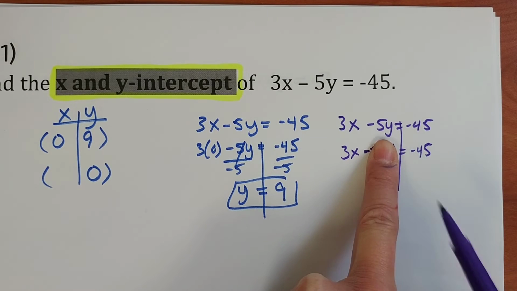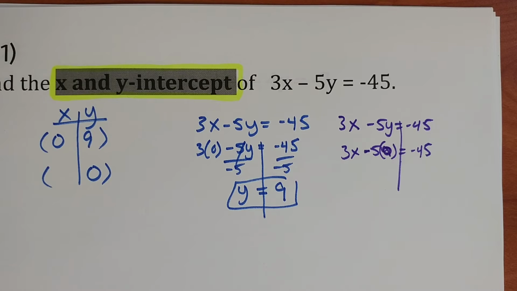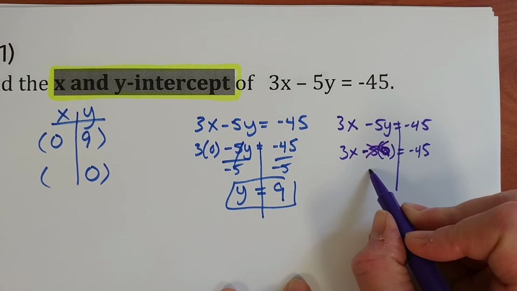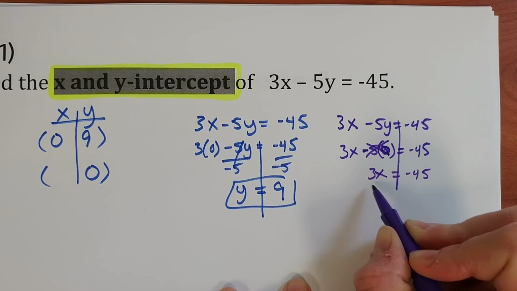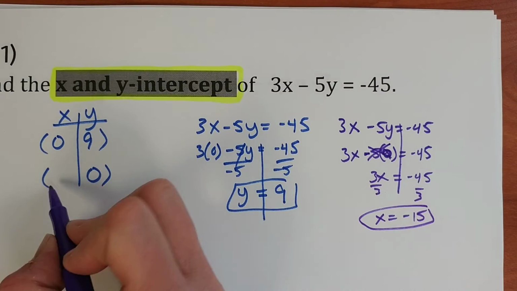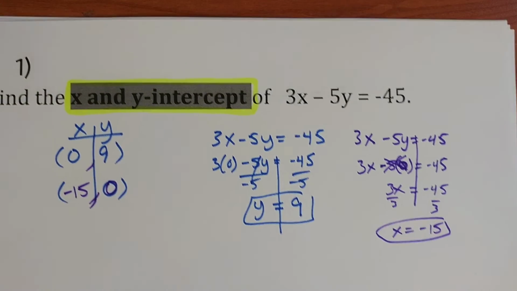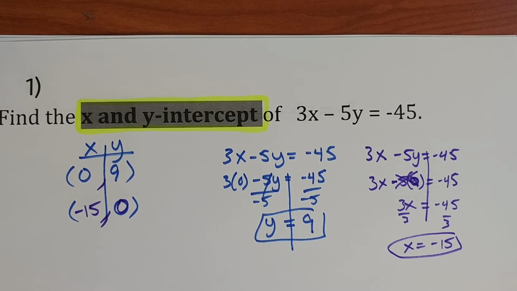Divide by 3, divide by 3. I could do that. Or I could just cross this off, bring down the 3x, and show my work. -15. So right here, -15, 0. That would be that ordered pair, and that would be that ordered pair. So I've got my x and my y intercepts.